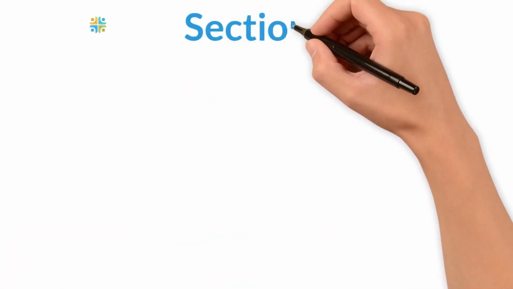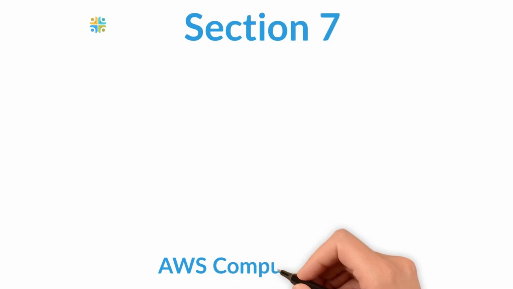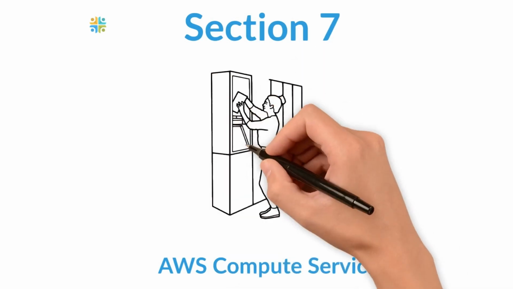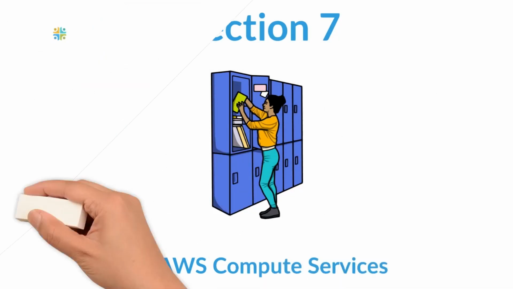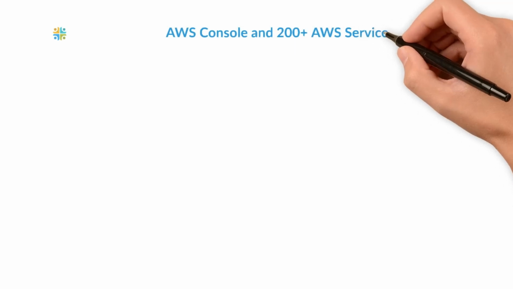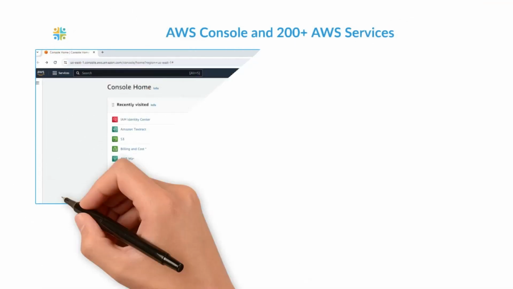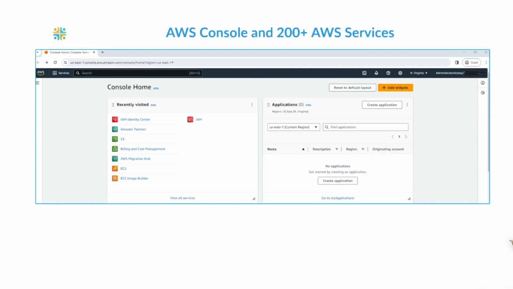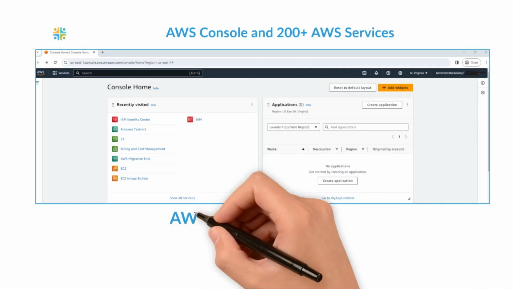Welcome back. Section 7, we will focus on AWS Compute Services. Before that, let's highlight a few items on the AWS console now that you have logged in. When you log in to the AWS console through your browser, this is your landing page. Remember, you can access this via CLI and SDK as well.